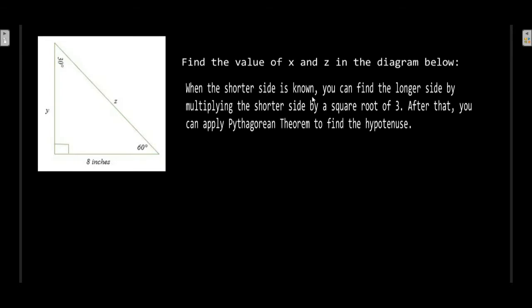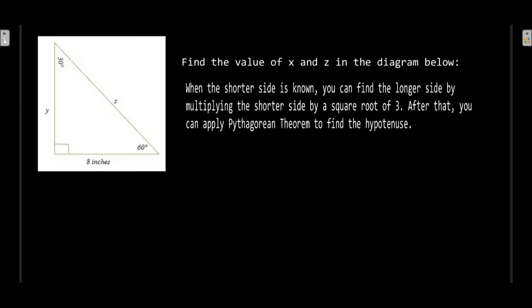So, when the shorter side is known, shorter, ano yun? 8 inches, given. You can find the longer side by multiplying the shorter side by the square root of 3. After that, you can apply the Pythagorean theorem to find the hypotenuse. Okay, ganito na yung gagawin natin. Mumultiply natin yung 8 inches dun sa square root of 3.